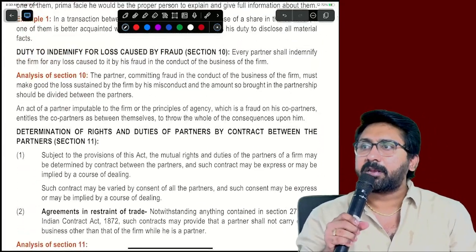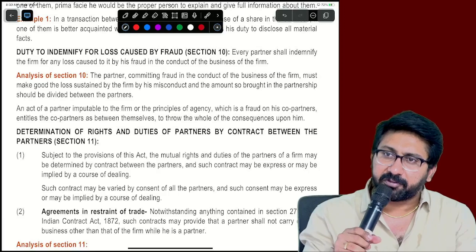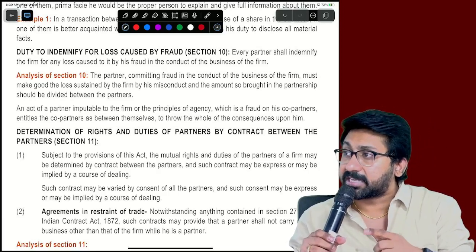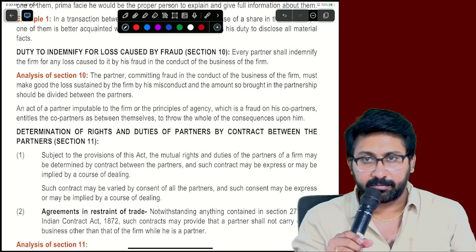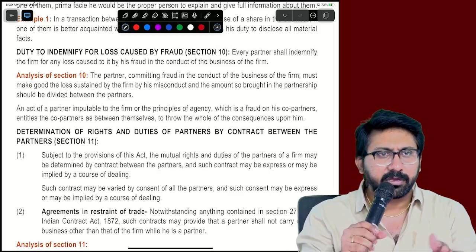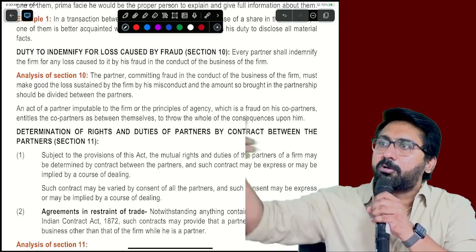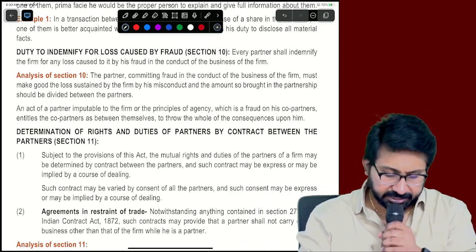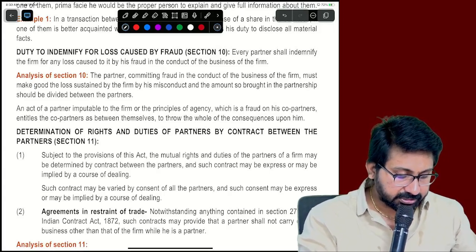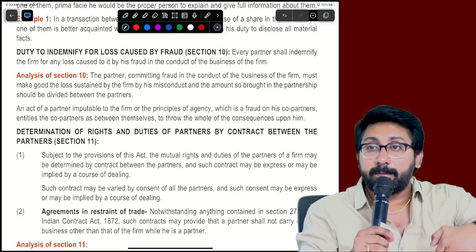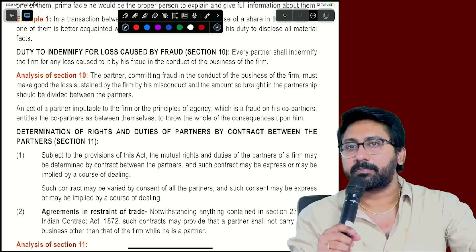Okay, second, section number 10. If a partner commits a fraud, it will fall on the firm. But who has the liability to indemnify back? Indemnify means compensate. If I incur loss because of another person, you have to pay me money. That's called compensation. Read: every partner shall indemnify the firm for any loss caused to it by his fraud. If A does the fraud and the firm incurred loss, you have to pay back to the firm.